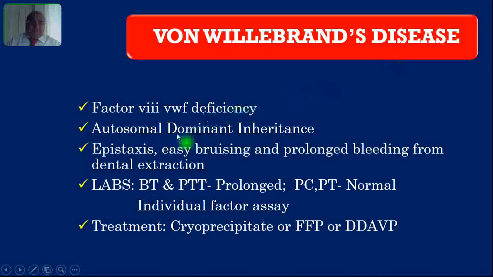Von Willebrand disease. This is factor 8 von Willebrand factor deficiency. This is an autosomal dominant inheritance. This patient may present with epistaxis, ecchymosis, bruising or prolonged bleeding from dental extraction. Labs will reveal both the bleeding time and the PTT are prolonged, whereas the platelet count and the prothrombin time are normal. So you have to do individual factor assay. Treatment is either you can give cryoprecipitate or FFP or DDAVP.